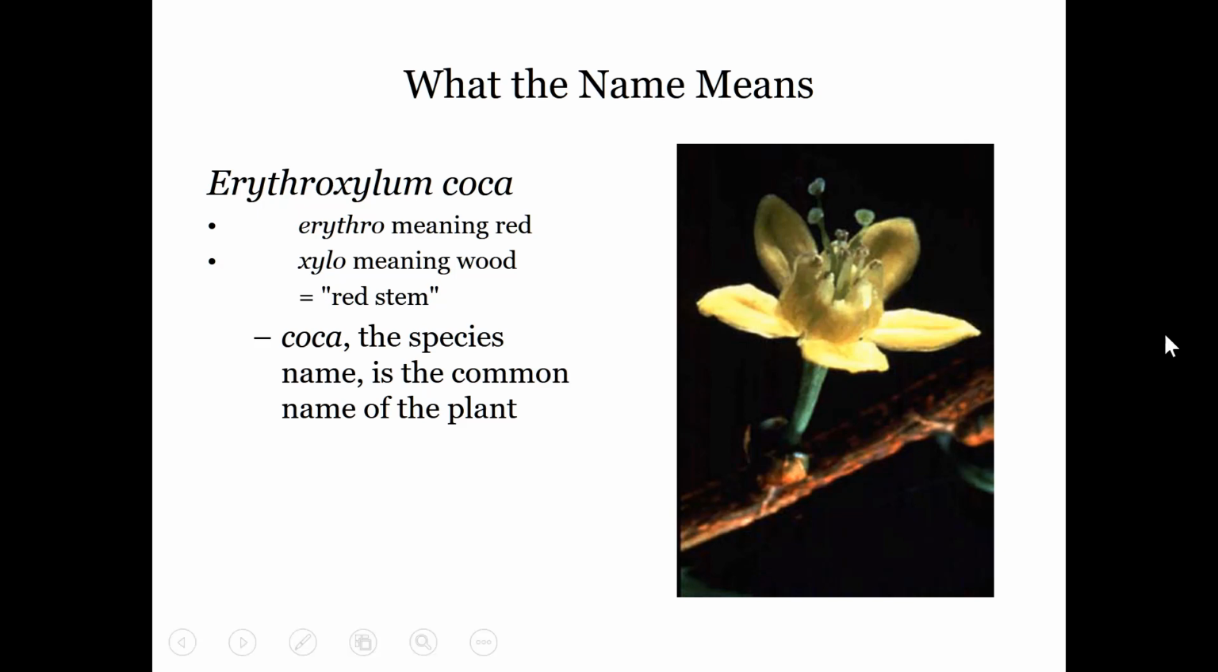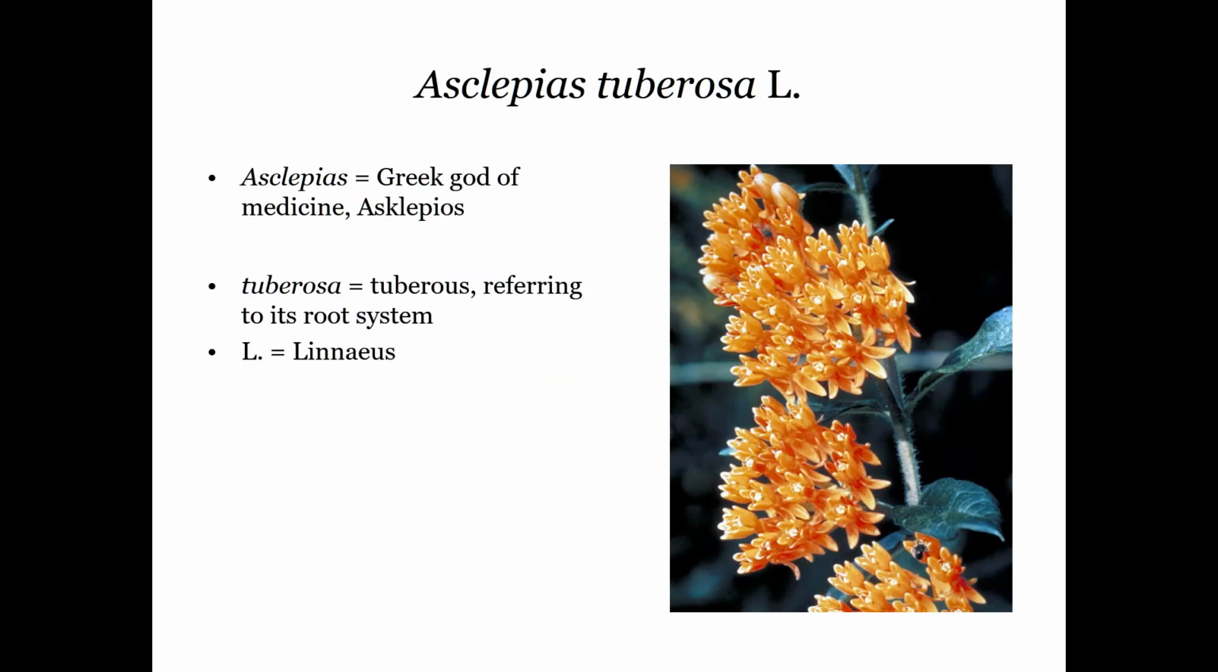Just a couple more examples. And these are interesting botanical examples. Erythroxylum coca. Erythro means red. Xylo means wood, so this is a plant with red stems, as you can see in the slide here. Coca, the species common name, is how it's referred to by people of South America, where Erythroxylum coca is native. Coca is the common name of the plant, so that's how people refer to it.